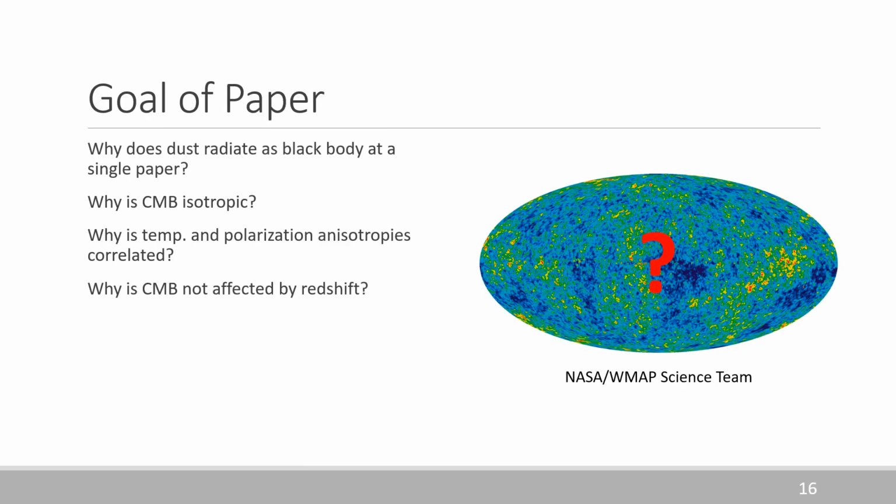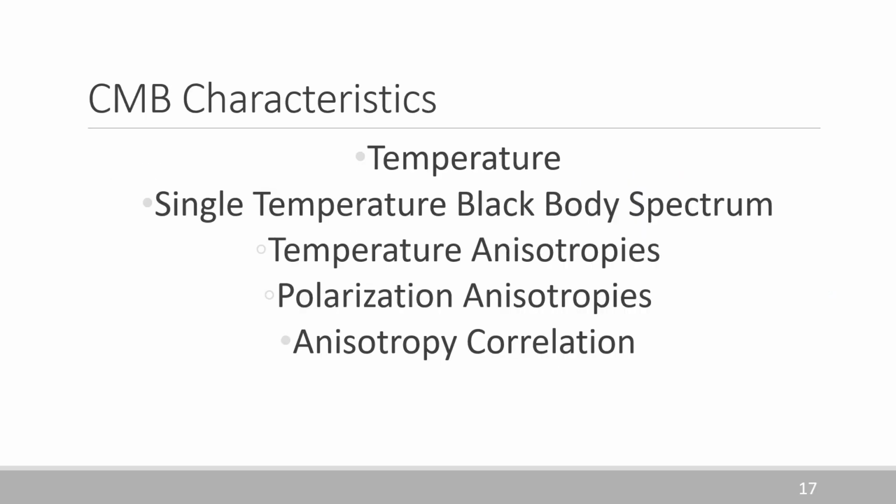Now, answering these questions is the main goal of the paper, just going through these and establishing how the dust theory can address each of these questions. In particular, it goes through these 5 characteristics of the CMB and our measurements of them, and addresses how the dust theory could explain the measurements of the CMB we have for these. And the first one it starts with is the temperature of the CMB.